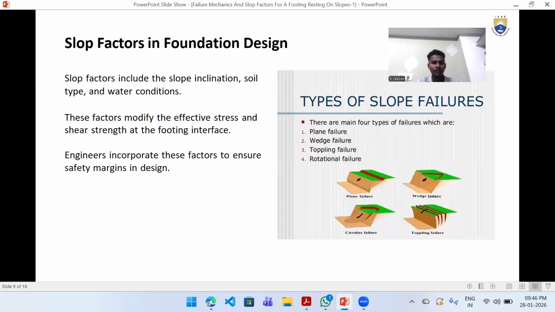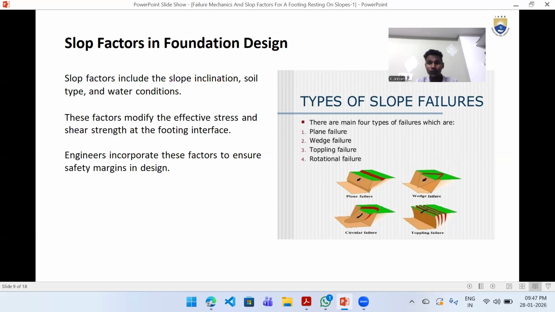Slope factors in foundation design. Slope factors include the slope inclination, soil type, and water condition. These factors modify the effective stress and shear strength at the footing interface. Engineers consider these factors to ensure safety margins in design.